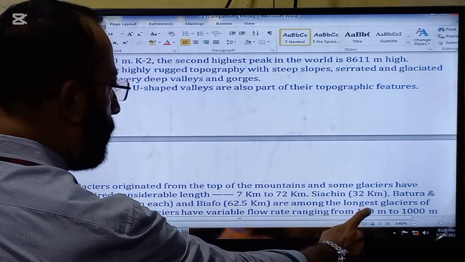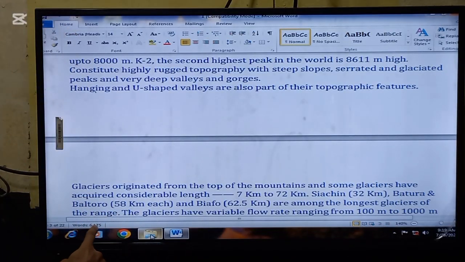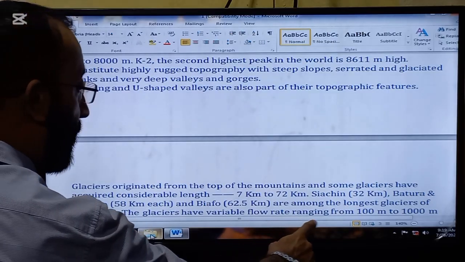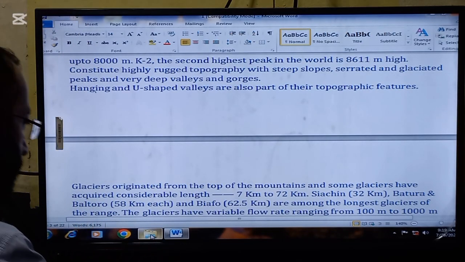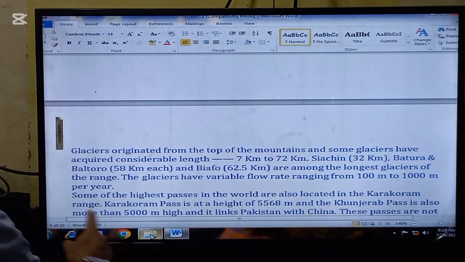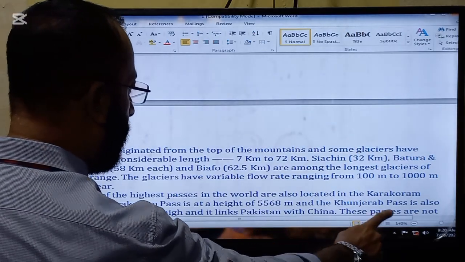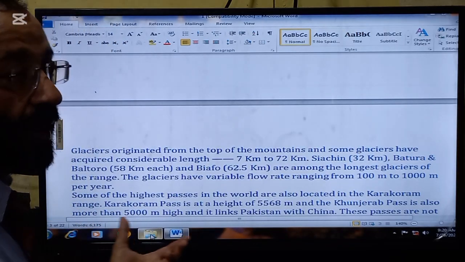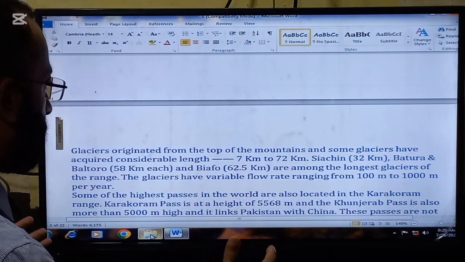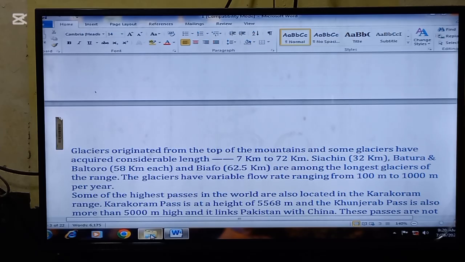Siachen, 32 kilometers, Batura and Baltoro, 58 kilometers, and Biafo, 62.5 kilometers, are among the longest glaciers of the range. The glaciers also have variable flow rates, ranging from 100 meters to 1000 meters per year. So some very valuable glaciers are located in this range. Some of the highest passes in the world are also located in the Karakoram range. So this is another very important feature of this range.